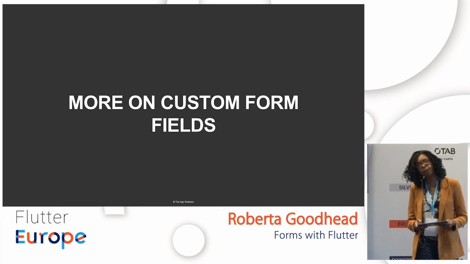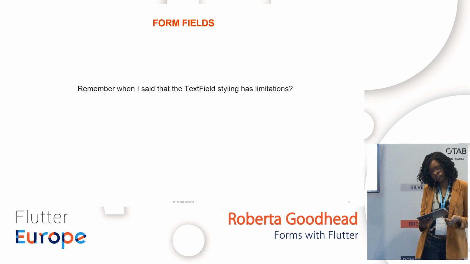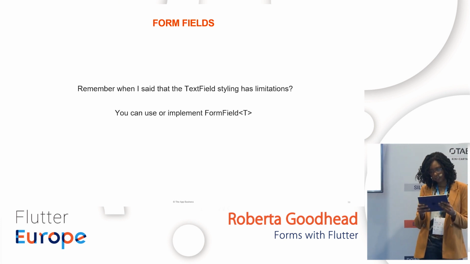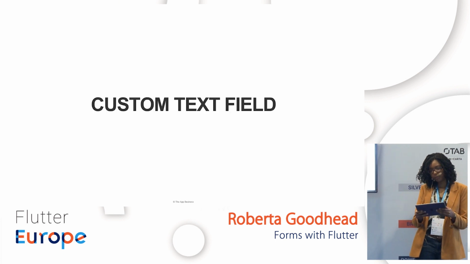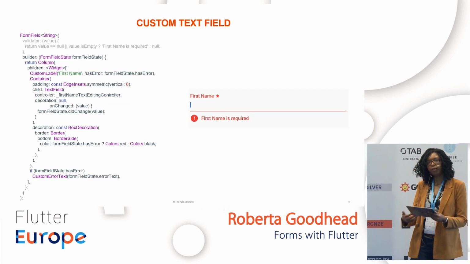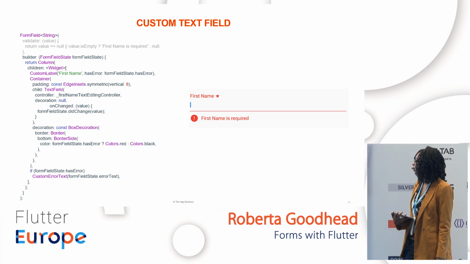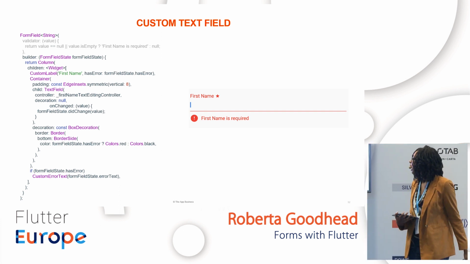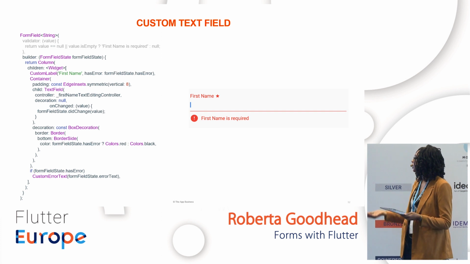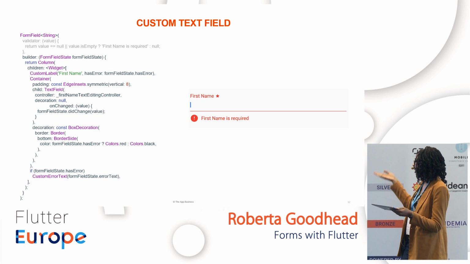Okay, so let's talk a little bit more about custom form fields. Do you remember when I said that the text field styling has limitations? You can use or implement form field. So here's an example of a custom text field. And if you have a Cupertino text field as well, you can add labels and, actually, you can add error messages in this way as well and handle validation in this way.